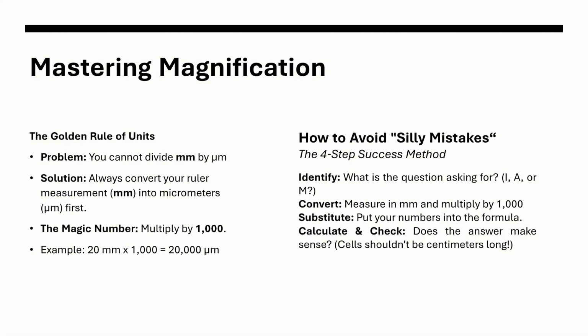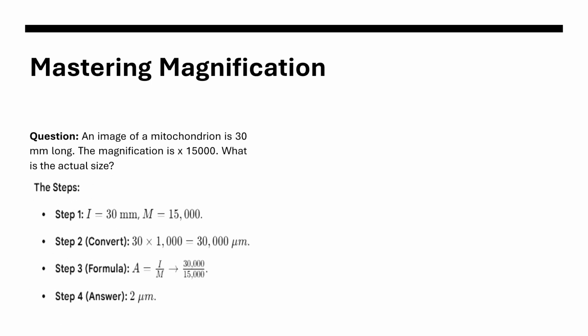So this is the golden rule which I explained to you in the previous slide. Let's move to the next slide where the actual calculation is. No doubt theory is great, but let's see if we can actually use it. Imagine you are looking at a past exam paper and you see this question: an image of a mitochondrion is 30 millimeter long. Remember this, 30 millimeter long. The magnification is 15,000x. So what is the actual size? This is your requirement.